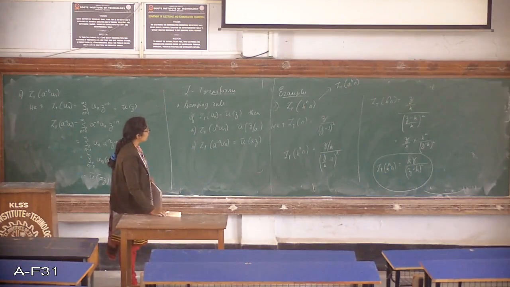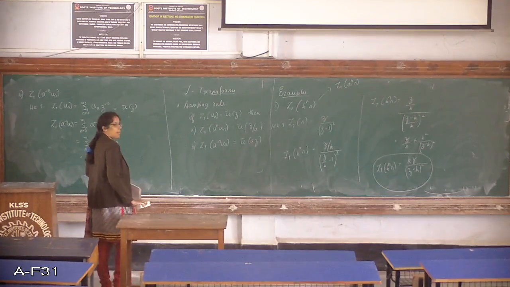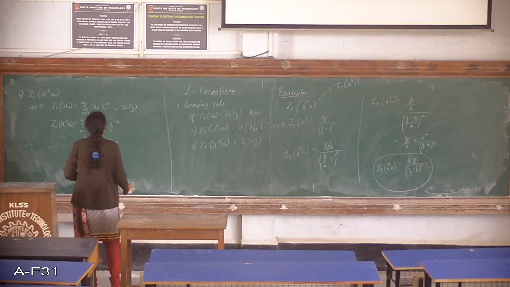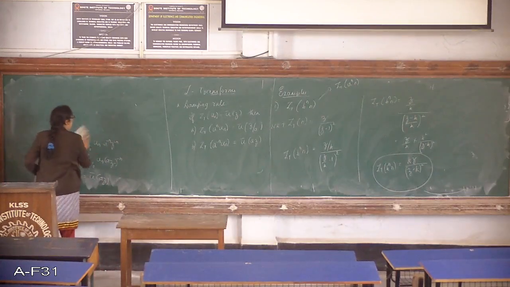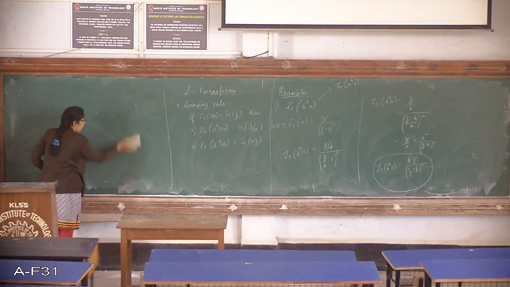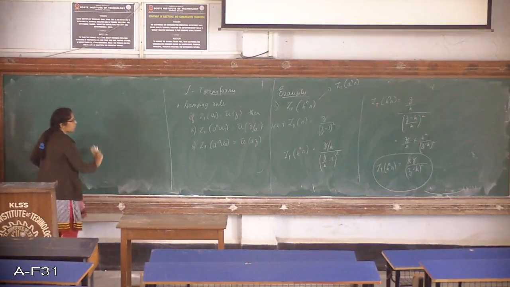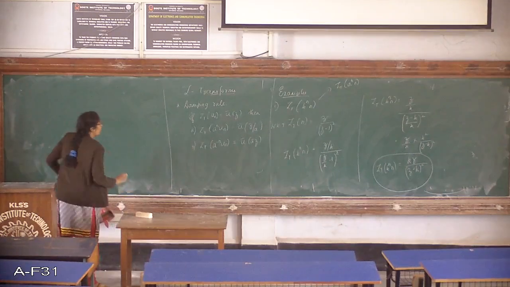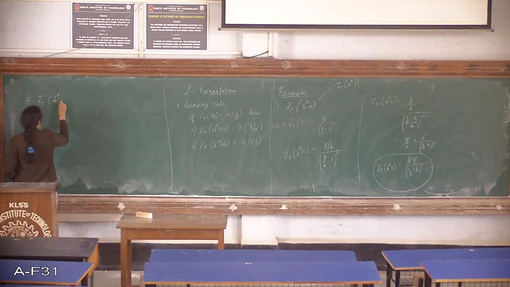So in a similar fashion, we shall find out what can be the z transform of k raised to n into n square. K raised to n into n cube and k raised to n into n raised to 4, etc. can be done by yourself. So I'll go for the second example, z transform of k raised to n into n square.